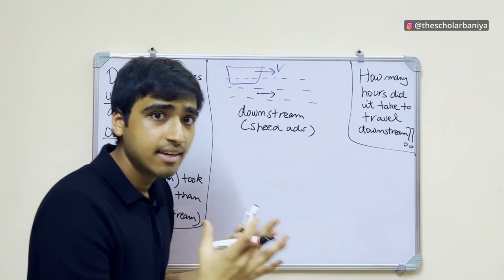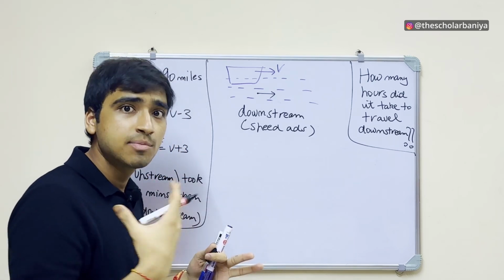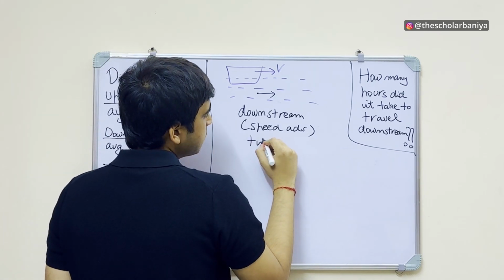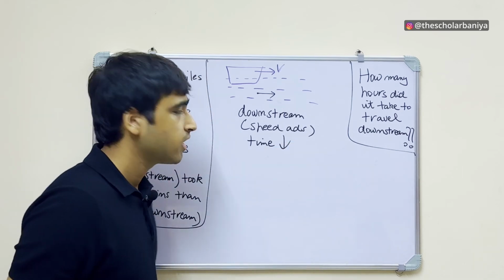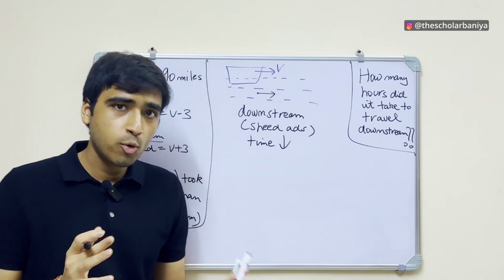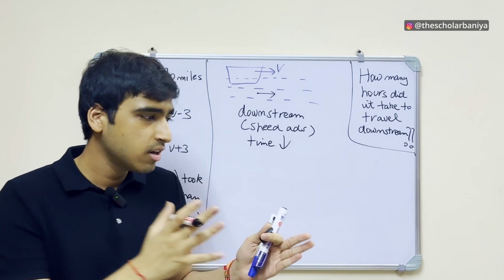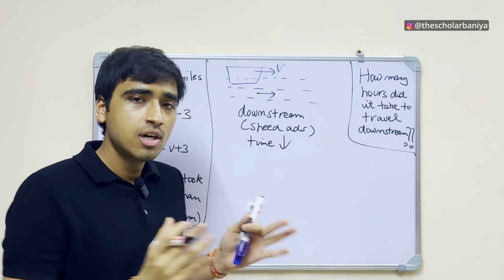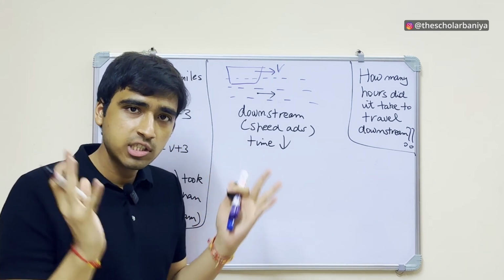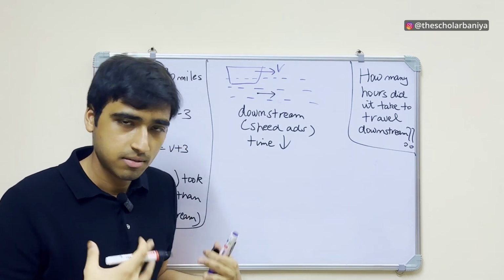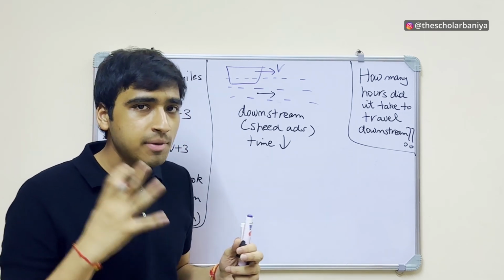And if the speed adds, so obviously the speed is more, so it will take less time. The time reduces. I hope this should be clear. So when the boat is going downstream, that means the flow of the water is in conjunction with the boat. So the overall speed increases, and if the speed increases, then obviously the time reduces, right? And the upstream is opposite.